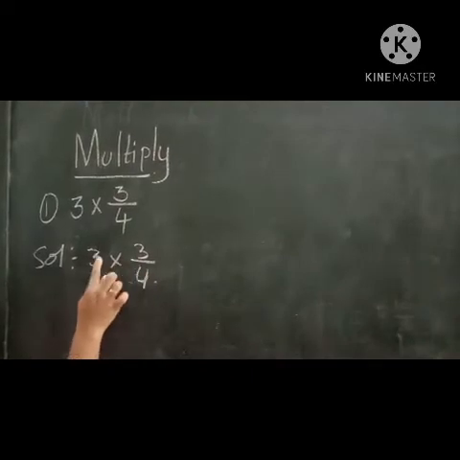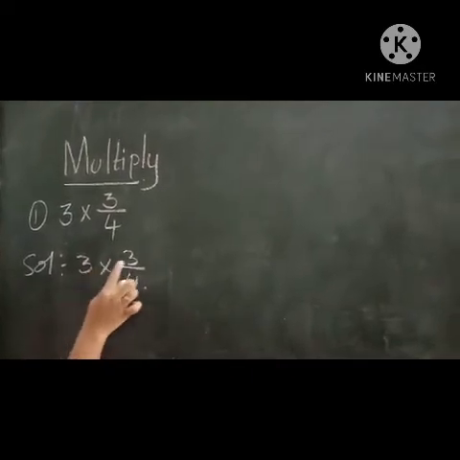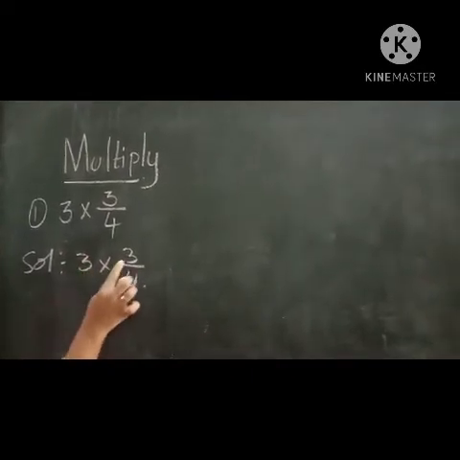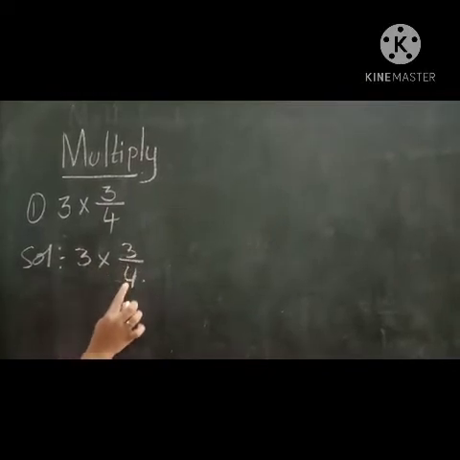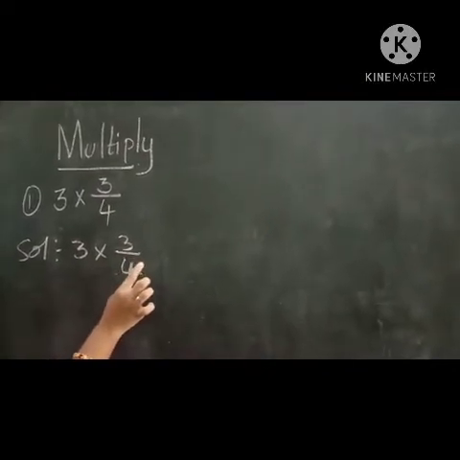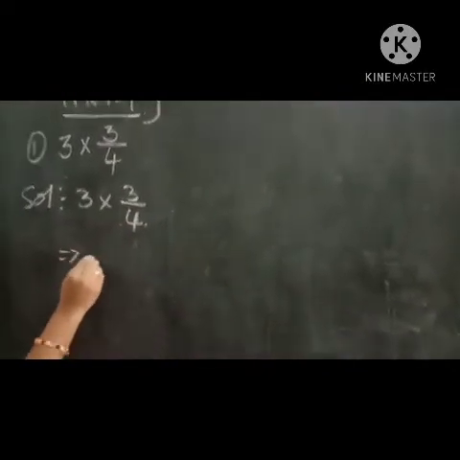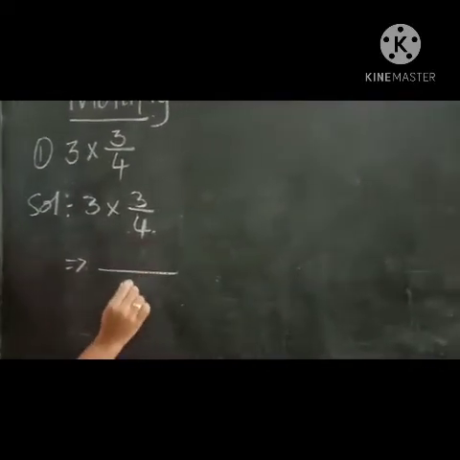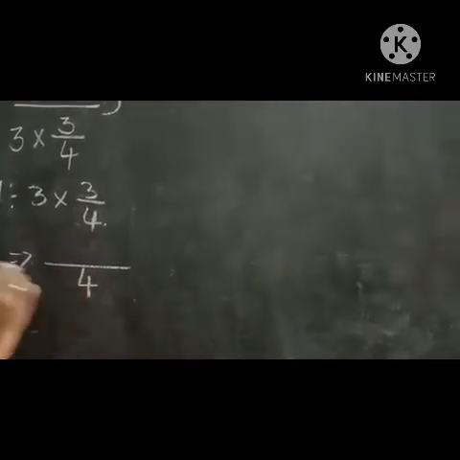Here we have to multiply these two numbers, the numerator and the whole number. Numerator ni whole number ni multiply cheyali. Denominator matram same as it is ilane unchali. See here, what is the denominator here? We have to write the denominator the same.